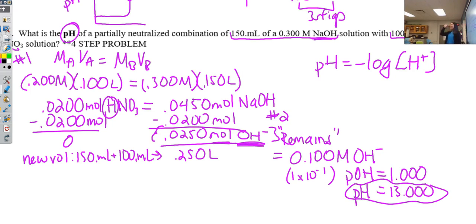One more time. Step 1, MAVI equals MERVET, find your moles. And people will say, do I have to be in liters for this? If you want moles, you must be in liters. Okay, because otherwise you're not going to get your units right. So yes, in this one you do have to be in liters for that part. They're not canceling out. Step 2, subtract, find your excess. Step 3, divide by the new total volume. And step 4, negative log to find your pH. Awesome, very good.